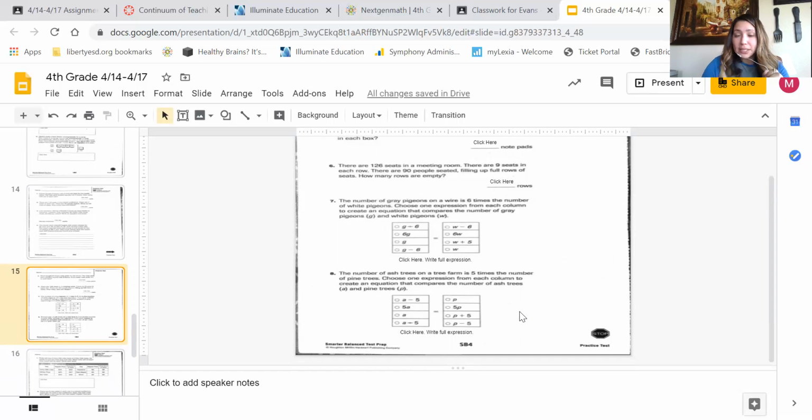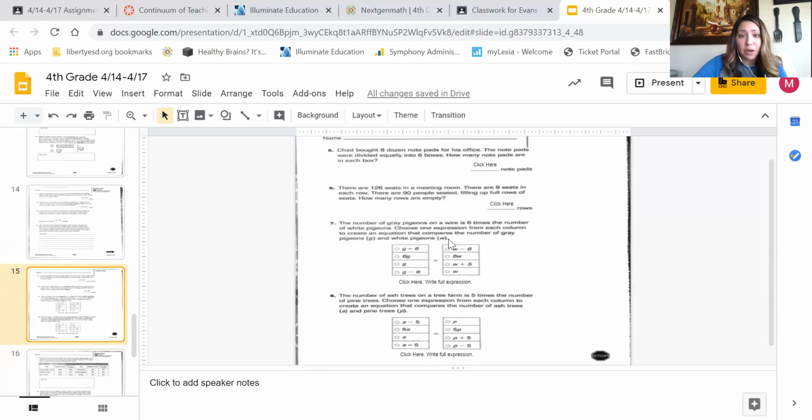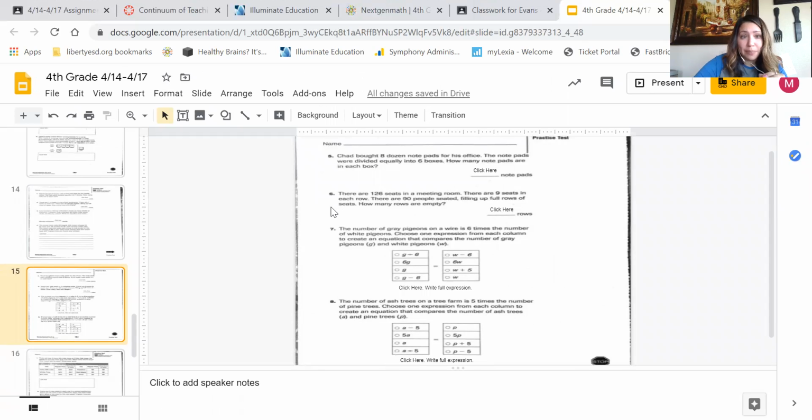Same thing for 6. I'm going to leave you guys to do that on your own. 7 says the number of gray pigeons on a wire is 6 times the number of white pigeons. Choose one expression from each column to create an equation that compares the number of gray pigeons and white pigeons.